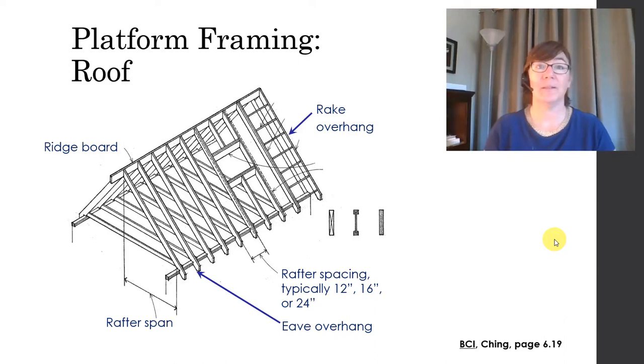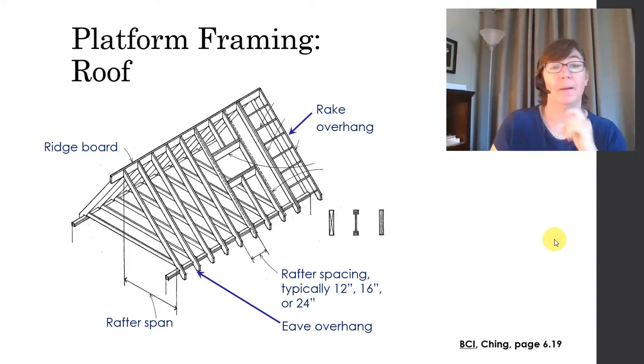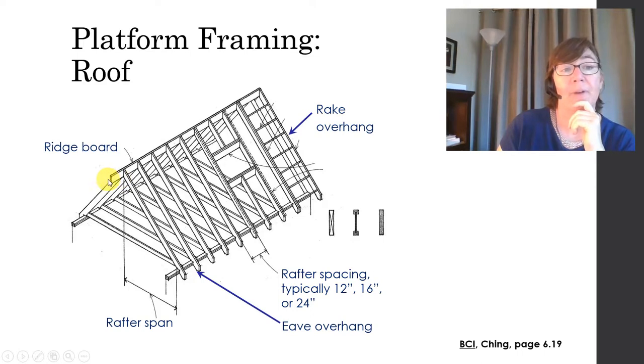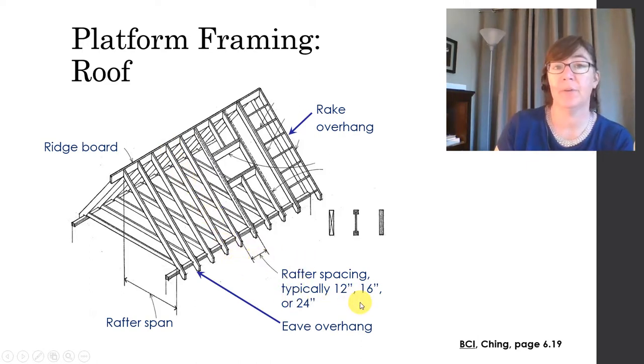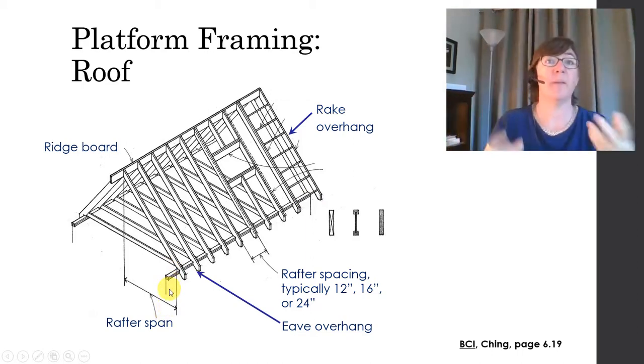Here's another look at the exact same system. All right, so let's start up here. We have our ridge board. And then here are the rafter members right here. They're typically 12, 16, or 24 inches apart. 24 is pretty common. Okay. And take a look, they rest on the double top plate of the wall system below. Okay, so that's how our framing systems are tied together.